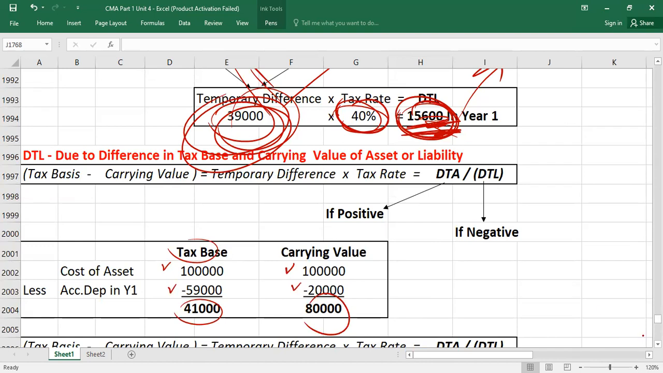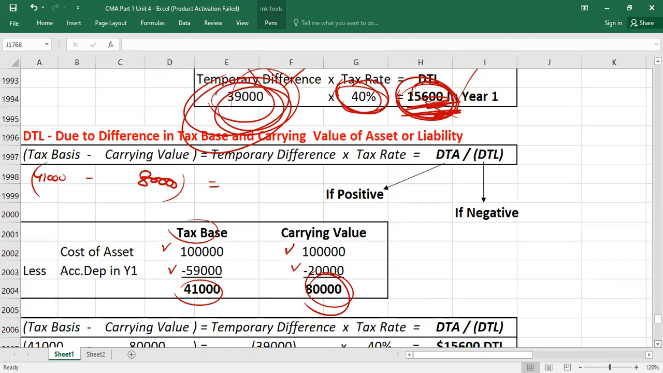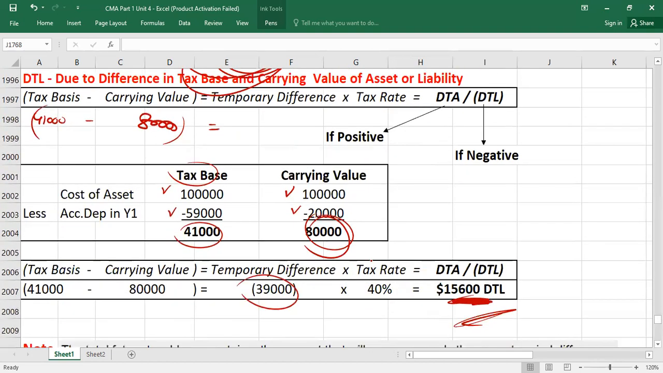Now apply the formula. Tax base is 41,000. Carrying amount, the accounting base, is 80,000. The difference would be 39,000 negative. Multiply by 40%, and again you get a deferred tax liability of 15,600. In which year did you calculate this liability? The current year. But this liability will be settled in future years: year 2, 3, 4, and so on. Is this clear now, right? But in your exam, they will ask you what happened in the current year.